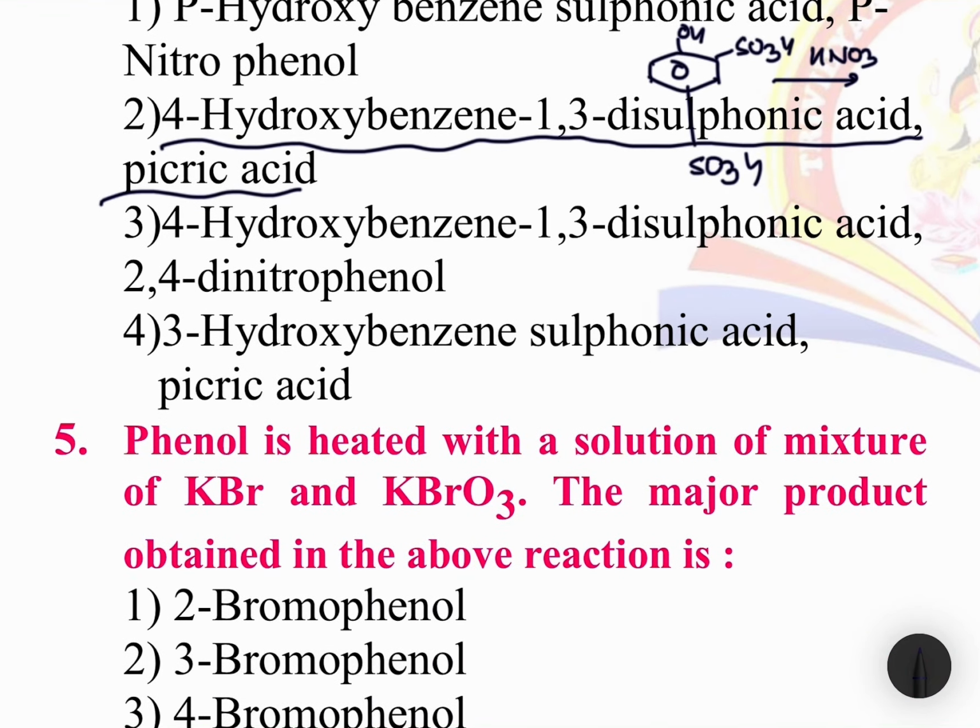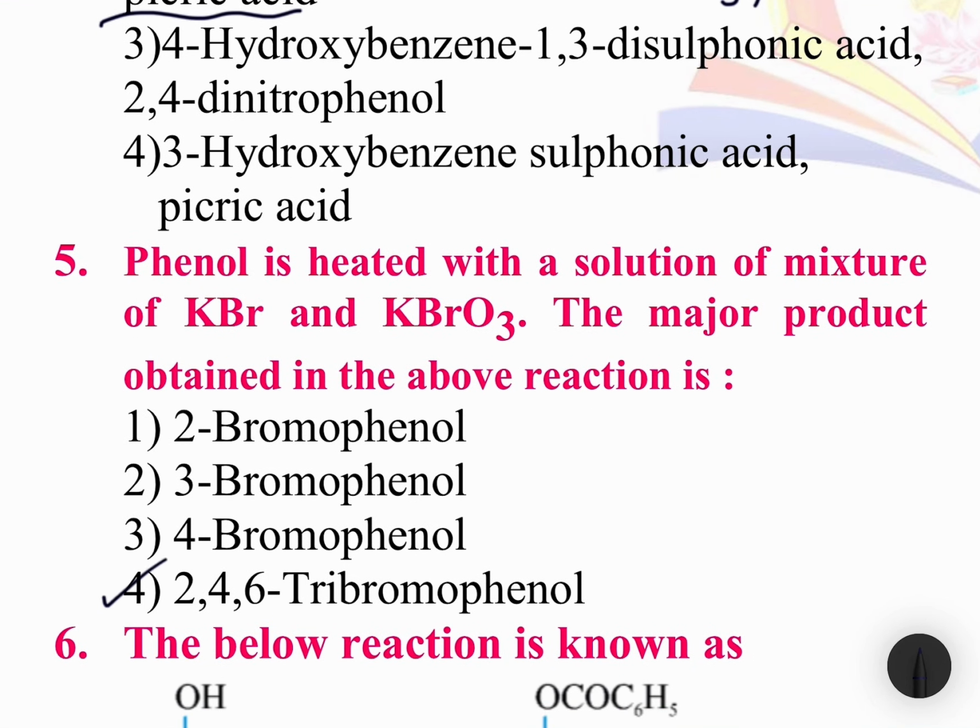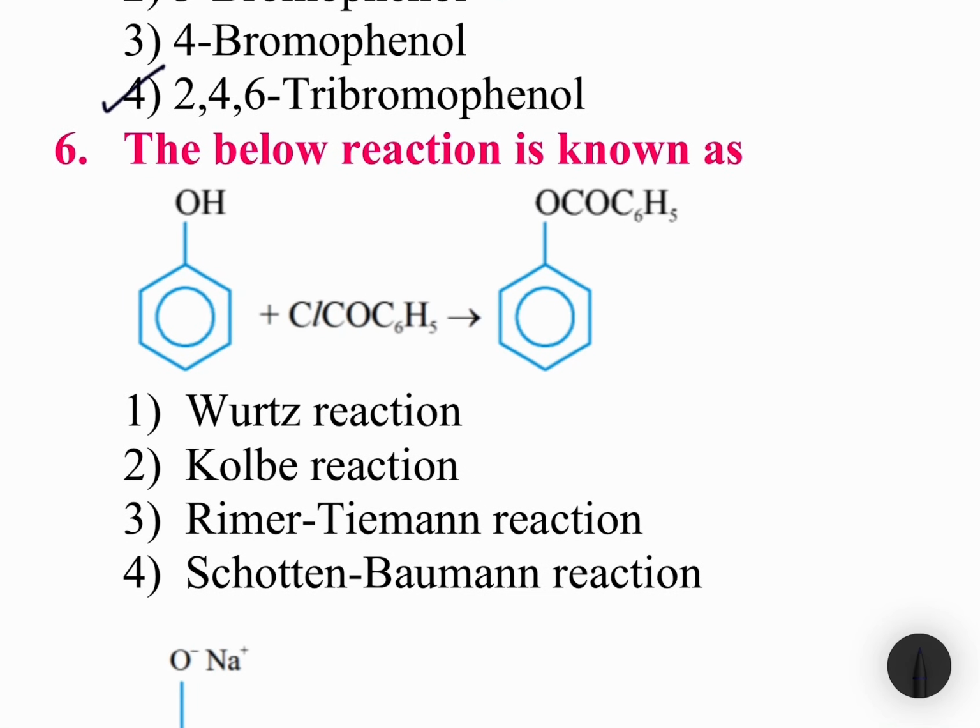Phenol is heated with a solution of a mixture of KBr and KBrO3. The major product is 2,4,6-tribromophenol. It is almost like Br2 water. The below reaction, when you are using benzoyl chloride with phenol, is called the Schotten-Baumann reaction.